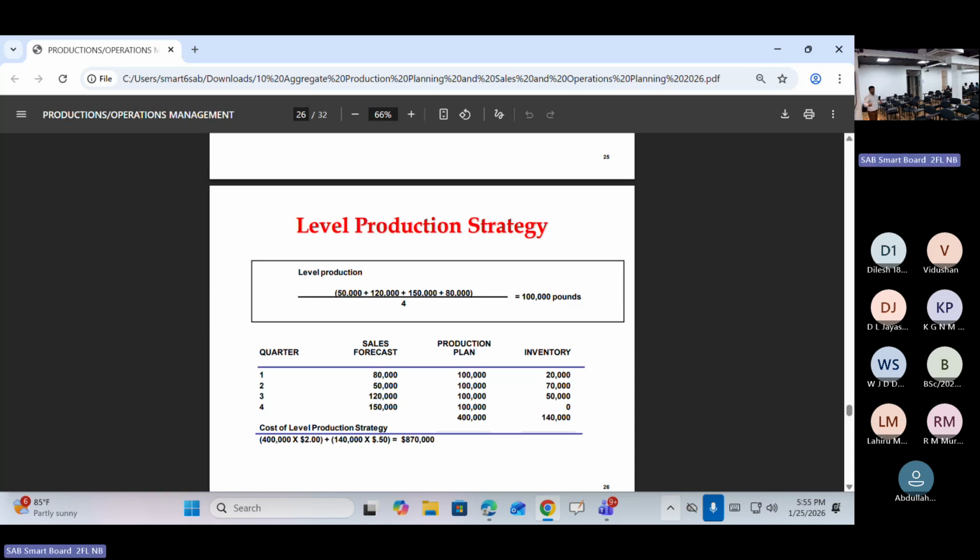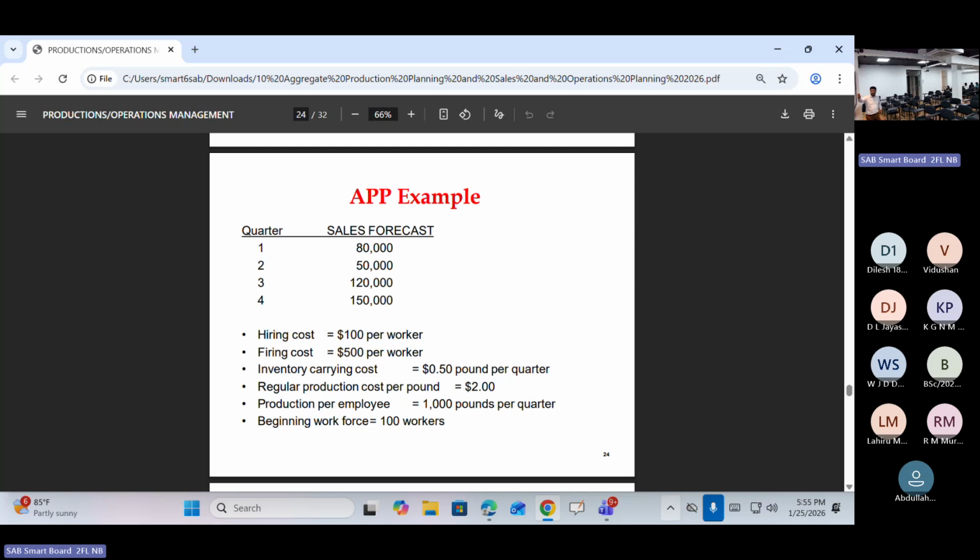Now we have to calculate the cost of the level production plan. For that, we consider the information given here and identify only the relevant costs for that plan. We maintain a constant rate, so we have to identify what costs are relevant here. Is hiring cost applicable? No, we do not hire people here. Is firing applicable? No. So that is not a relevant cost for that plan.